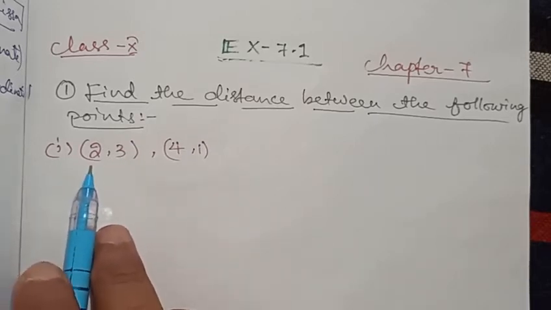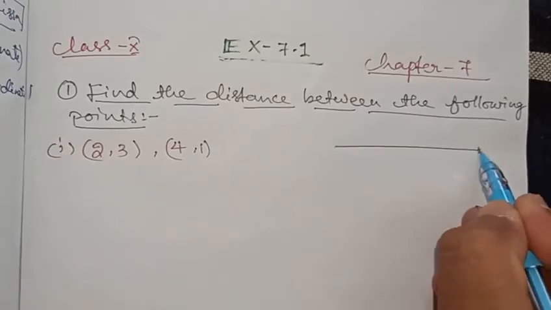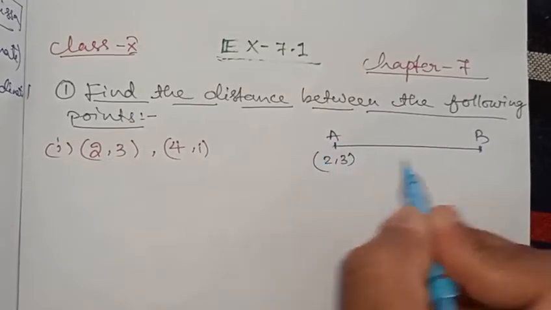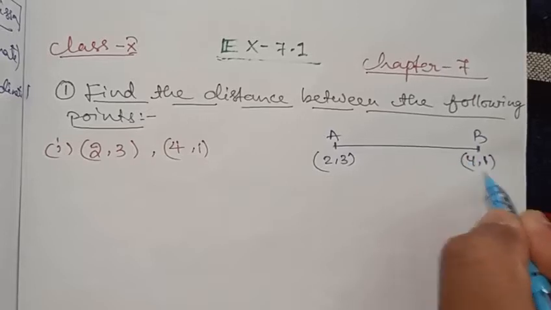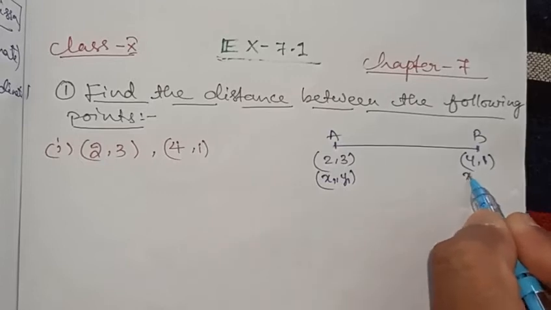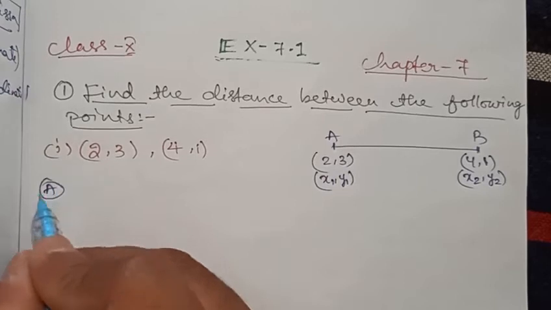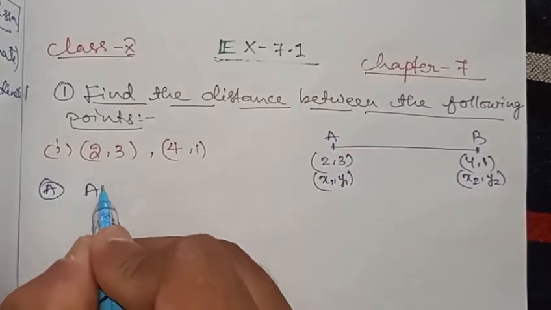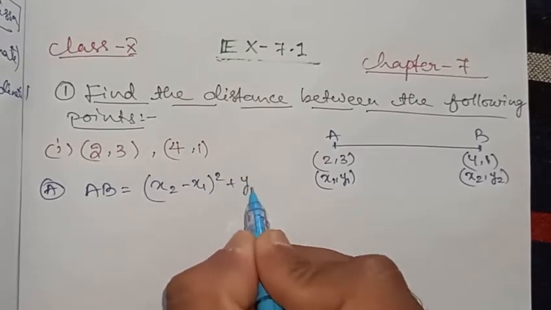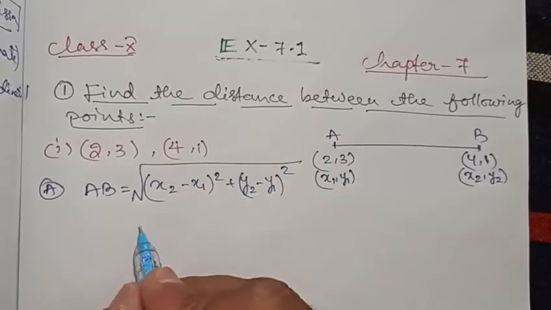In the first part, the question gives (2, 3) and (4, 1). These are the 2 coordinates. I will draw a line and name it AB. The first point is (2, 3) and the second point is (4, 1). The first point is denoted as x1, y1 and the second as x2, y2. To find the distance AB, we use the distance formula: AB equals the square root of (x2 minus x1) whole square plus (y2 minus y1) whole square.